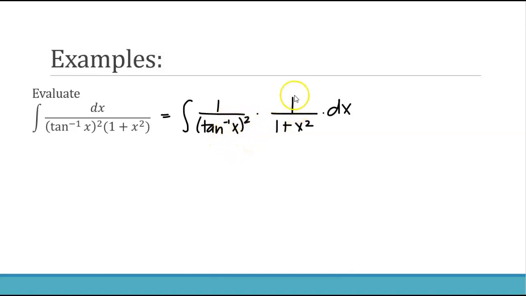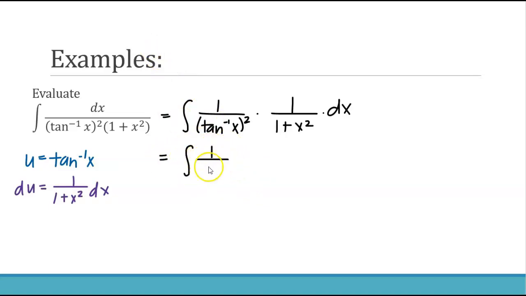So when I see this 1 over 1 plus x squared, I should immediately be thinking that's the derivative of tan inverse of x. And tan inverse of x is sort of inside this squared function, so that's what I want to let be my u. I want u to be tan inverse of x, so that du is 1 over 1 plus x squared dx. And then my substitution will work out pretty nice.